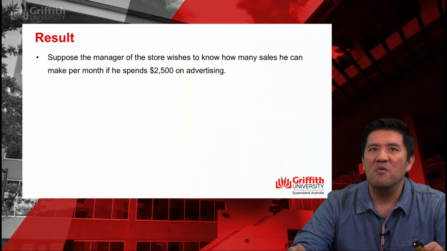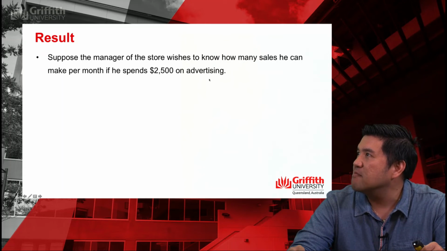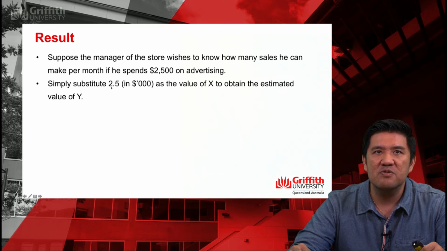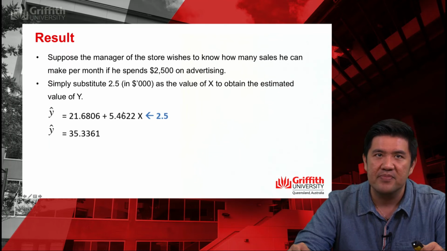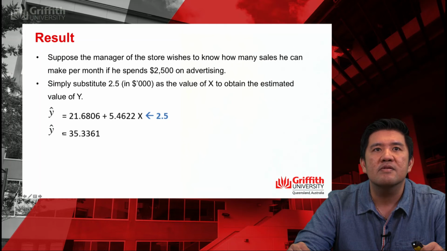Suppose the manager of the store wishes to know how much sales he can make per month if he spends $2,500 on advertising. So simply substitute 2.5 in thousands of dollars as the value of x to obtain the estimated value of y. So very simply here, guys, you got your regression equation. If x is 2.5, substitute 2.5 as the value of your x, then you should be able to compute y hat to be 35.3361.